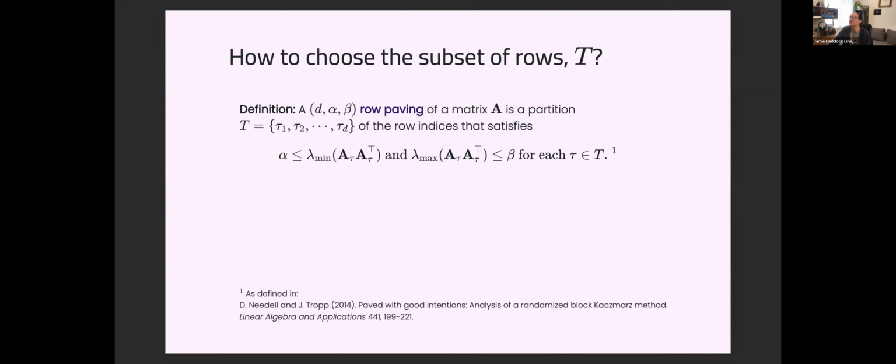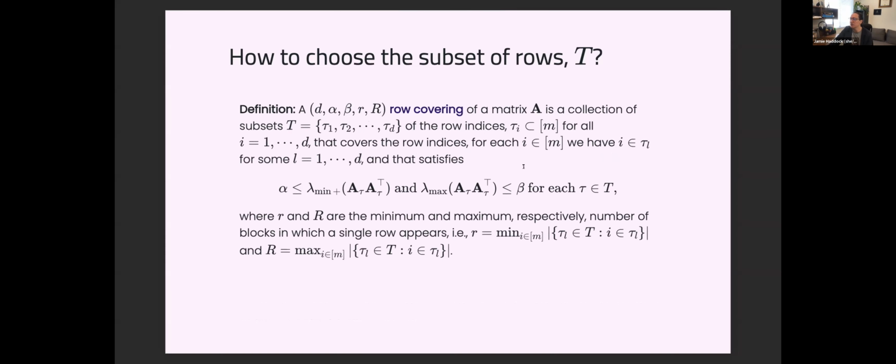So one quick question. How do we choose the subset of rows T? One way of talking about the subsets of rows that one might want to use is this concept of a row paving. So a (d, alpha, beta) row paving of a matrix A is just a partition of the row indices that satisfies that the maximum and minimum eigenvalues of the Gramian of the sampled rows are bounded below by alpha and above by beta. Okay, so it's giving us a control of the spectra of these subsets. Okay, so this concept has been studied in the literature. This particular definition is coming from previous work in analyzing the randomized block Kaczmarz method.